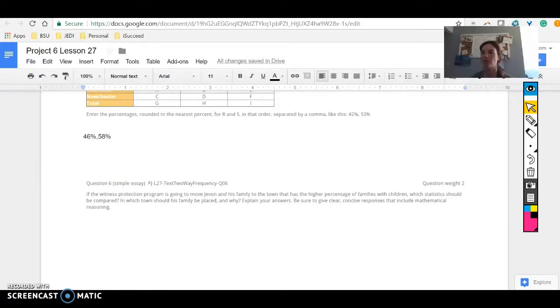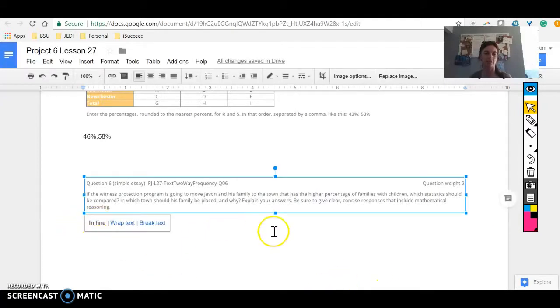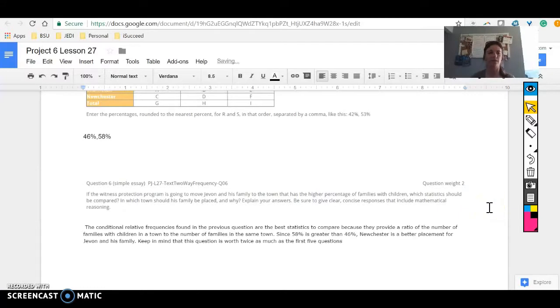Okay, so let's see. Here is what I would say to that. The conditional relative frequencies found in the previous question are the best statistics to compare because they provide a ratio of the number of families with children in a town to the number of families in the same town. 58% is greater than 46%, so Newchester is a better placement for Javon and his family. So hopefully that makes sense to everyone.